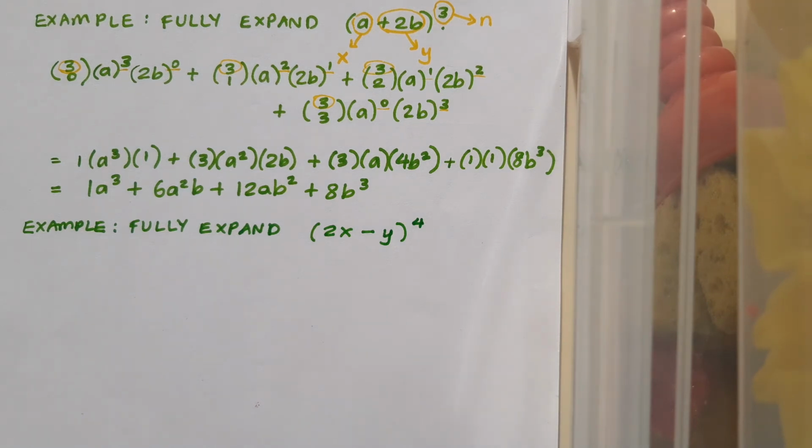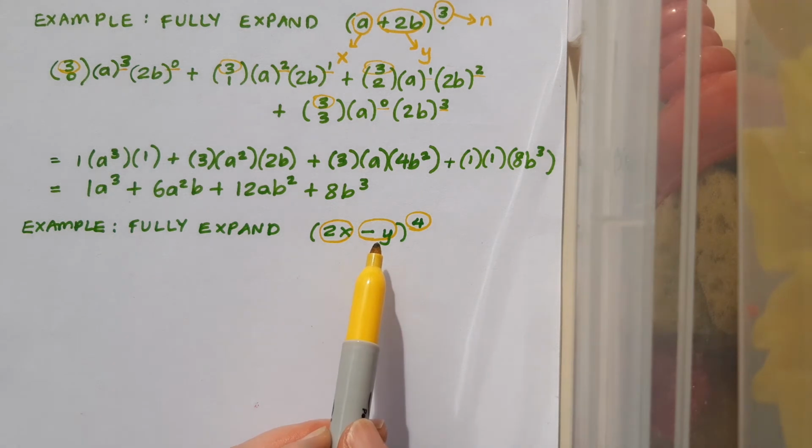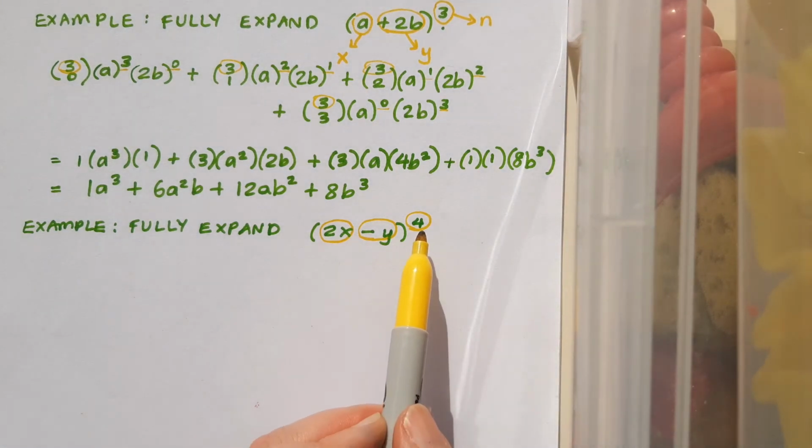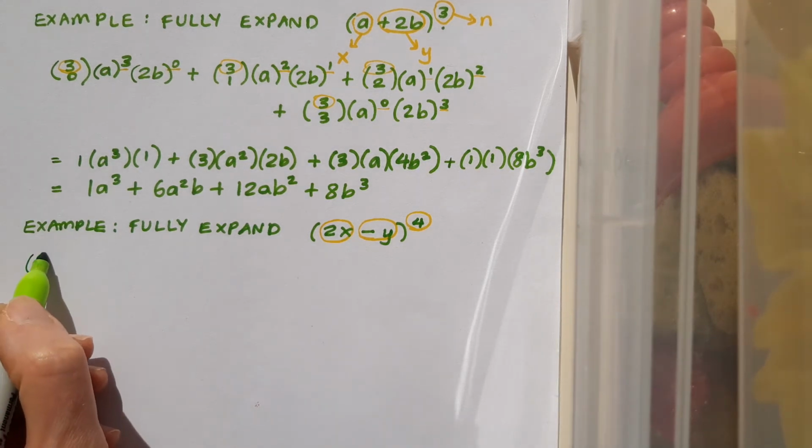Okay, let's do a second example. So fully expand 2x minus y to the power of 4. So I'm just taking a moment there to clearly identify the components. I've got 2x, I've got minus y, so not just y, but minus y, and I've got a power of 4.